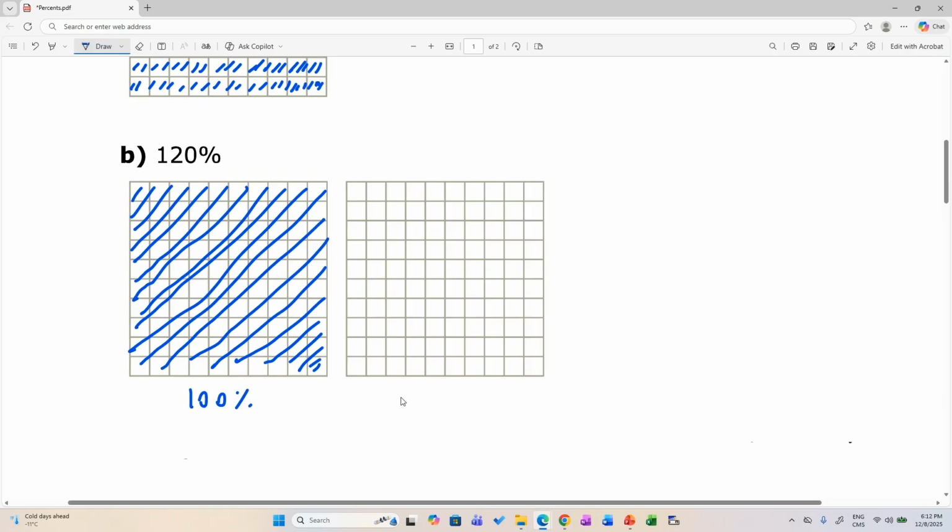Now for the 20%, I simply just have to shade in 20 little squares in my next big square. So let's do that. Okay, that's 10 squares shaded in. So now I shade in another 10 to make 20. All right, and now since I shaded in 100% and I shaded in 20%, that means 100% plus 20% is actually 120%. Hence, that means I shaded in 120% in total.